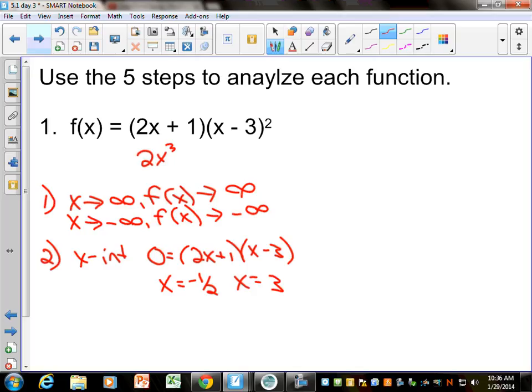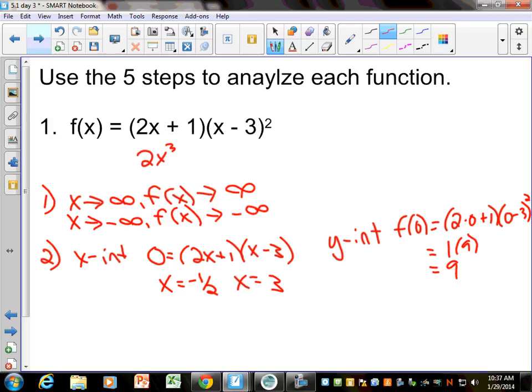The y-intercept we haven't been finding, but it is a pretty easy point to find because you just plug in 0 for x, and you can just use your calculator that you love so much. So the y-intercept would be f of 0 when you plug 0 in. So I'm going to get 2 times 0 plus 1 times 0 minus 3 squared, which is 1 times 9, which is 9. I'm plugging in 0 for x.